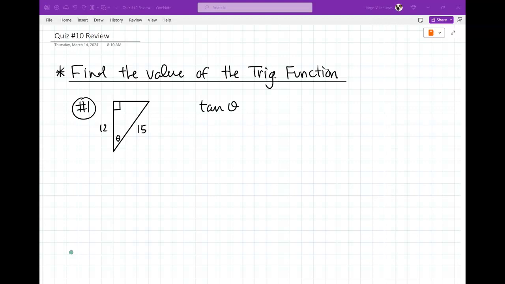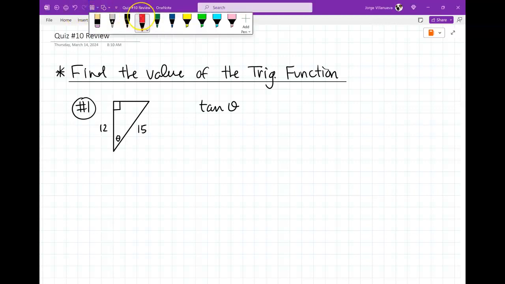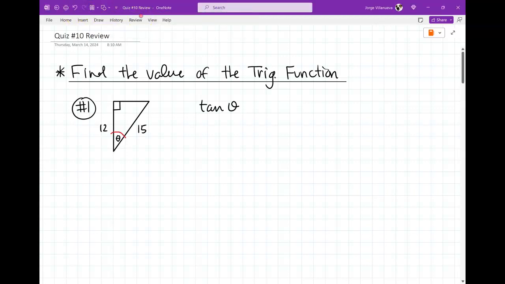Now, according to what I have right now, here's my angle. Let me mark it up here. So this is my angle. 15 would be what? Adjacent, hypotenuse, or opposite? Hypotenuse. Which one is my opposite side? The one that's blank, right? So that's opposite, and this would have to be my adjacent, okay? So that means I've got to figure out my opposite side because I don't have it.